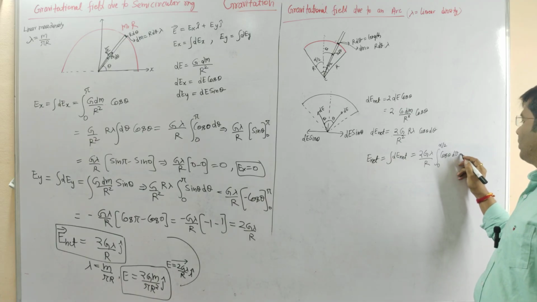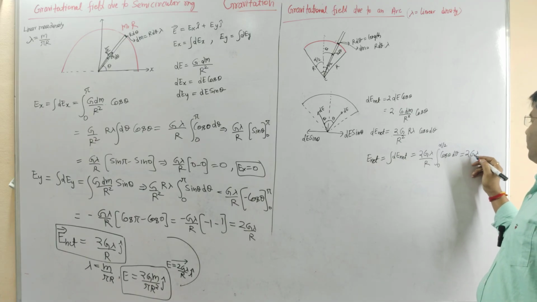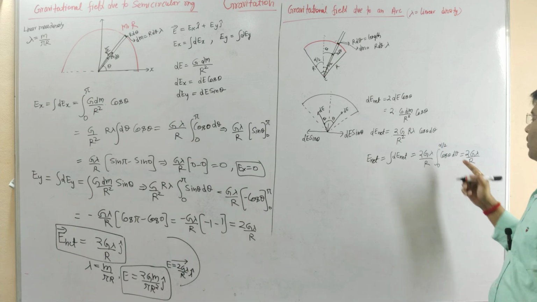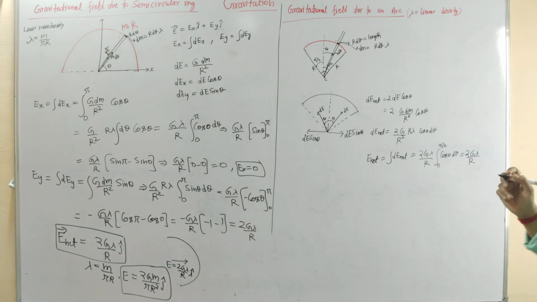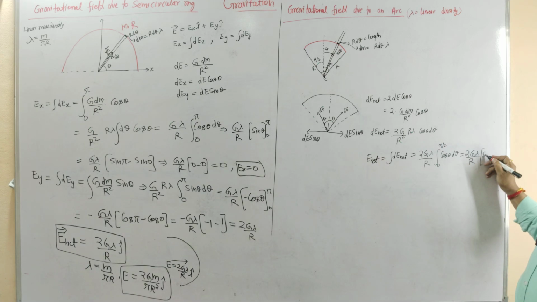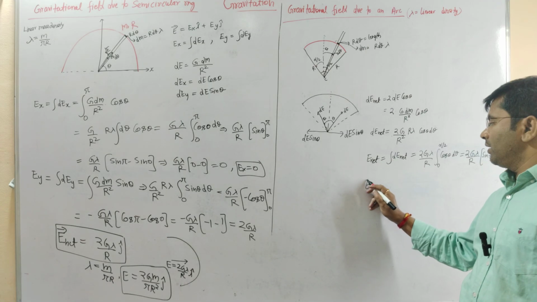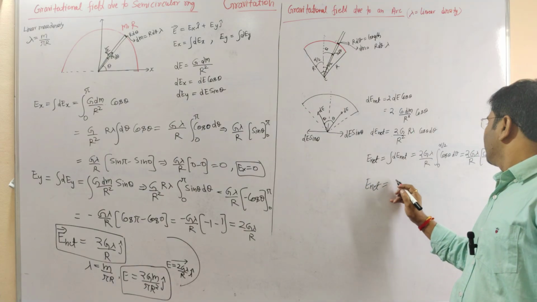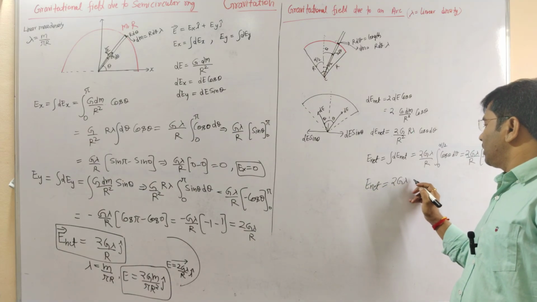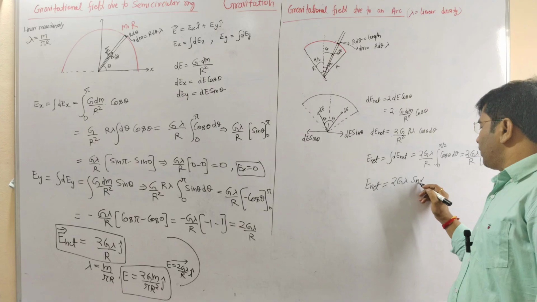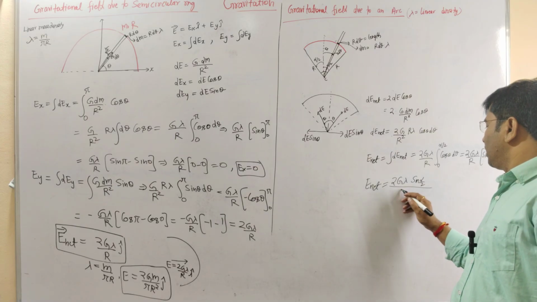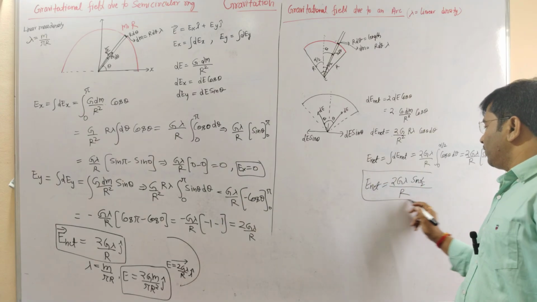So this value is how much? 2G lambda upon r. Now the integration of cos theta is sin theta. If I put the limits, sin alpha by 2 minus sin 0. So the final formula I am getting here is equal to 2G lambda sin alpha by 2 upon r. So this is a very important formula.